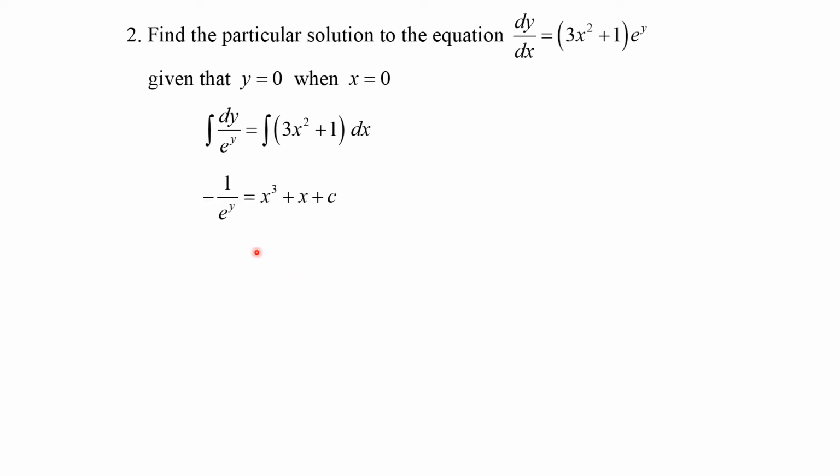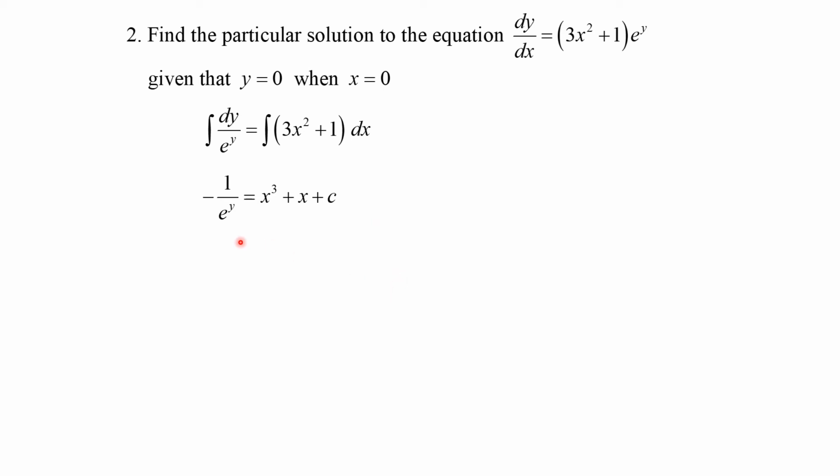So you integrate on the left, and you will get negative 1 over e to the power of y, because it's e to the power of negative y. Integrating e to the power of negative y will give you e to the power of negative y over negative 1, so you arrive at negative 1 over e to the power y. Integrating the right hand side is integrating a simple polynomial. It will give you 3x cubed over 3, so it will reduce to x cubed plus x plus c.